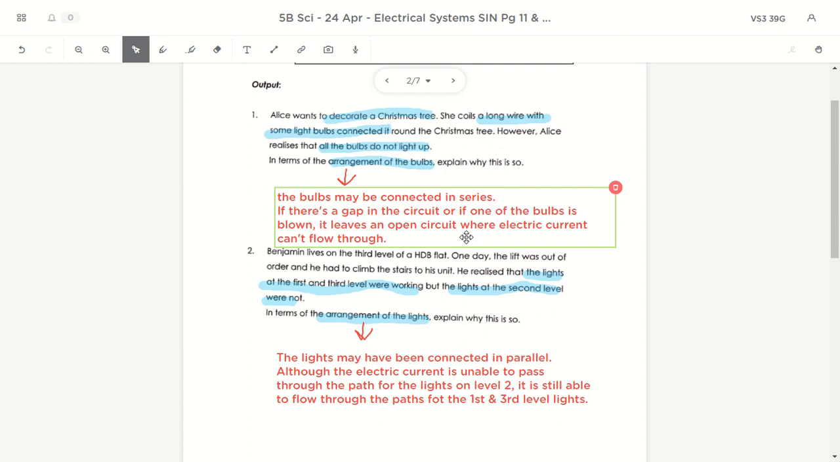So there's a bit of digesting to do, there's a bit of copying to do. You can pause the video and look at it at a deeper level and understand what it means to be connected in series and connected in parallel. Okay, so now let's move on to the topical worksheet for electrical systems.